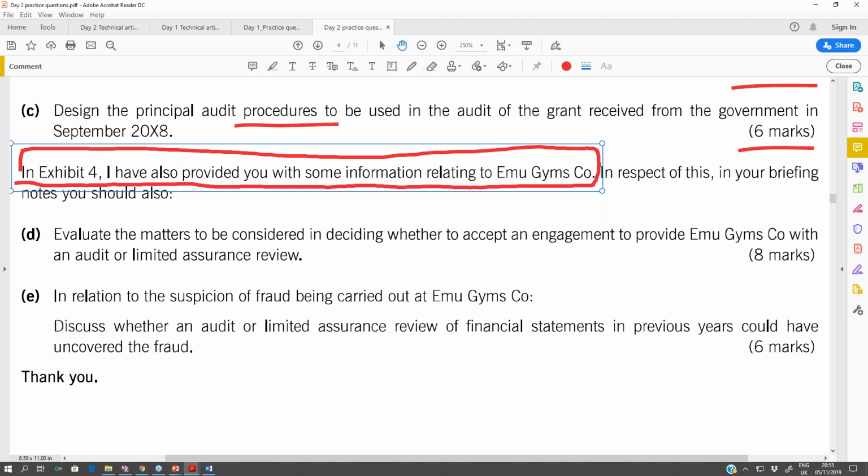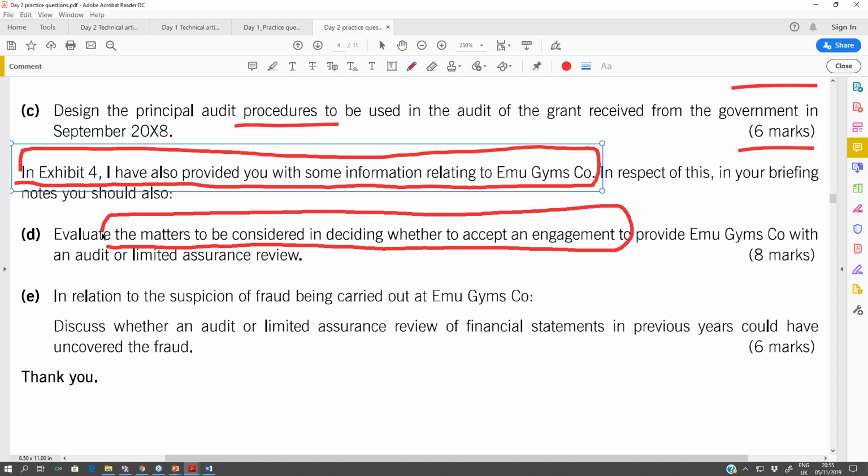Number 1, evaluate the matters to be considered in deciding whether to accept an engagement to provide Emu Gym Company with an audit or a limited assurance review. Can I provide Emu Gym with an audit service or a limited assurance review? What matters should I be considering when deciding whether to accept the engagement?